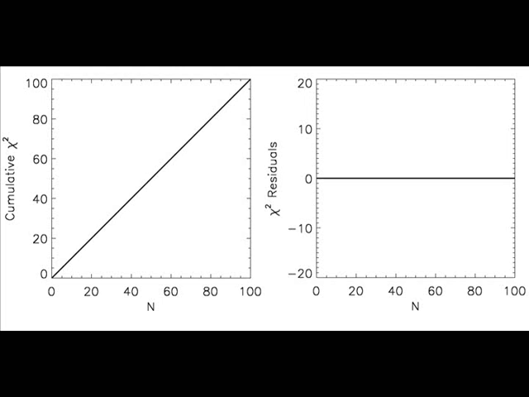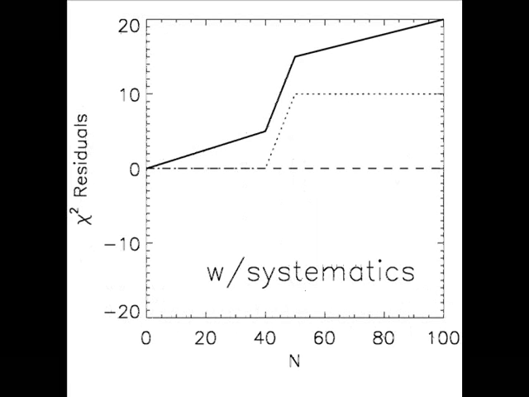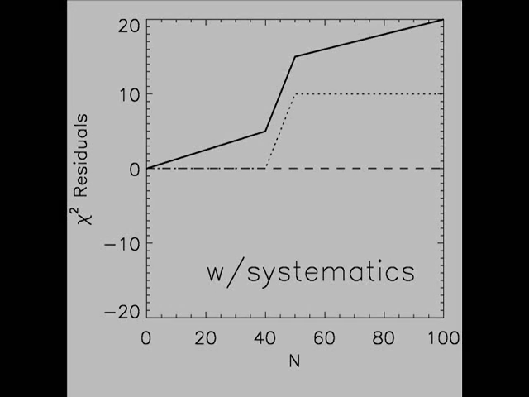Another way to understand the planet signal is to look at the cumulative chi-squared. Each data point should contribute delta chi-squared of 1, so it should be a straight line with a slope of 1. We can then subtract off this line and plot something I call the chi-squared residuals, which should be a flat line at 0. If there's a small signal in the data that isn't being fit by the model, this will cause a break in the cumulative chi-squared and a discontinuity in the chi-squared residuals. If there are systematics in the data, the chi-squared residuals will have a slope, but the signal is still apparent.